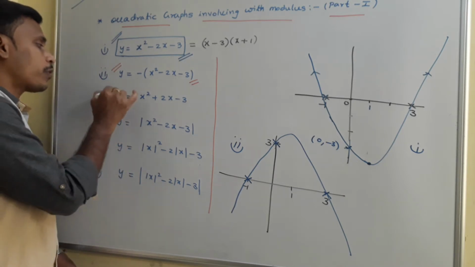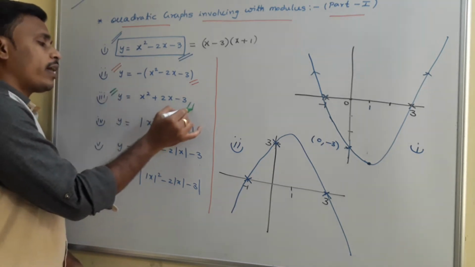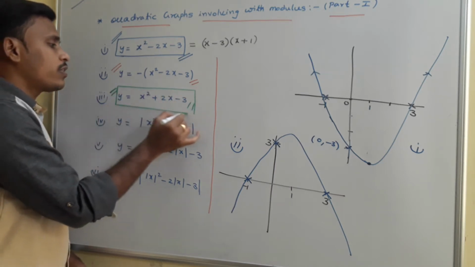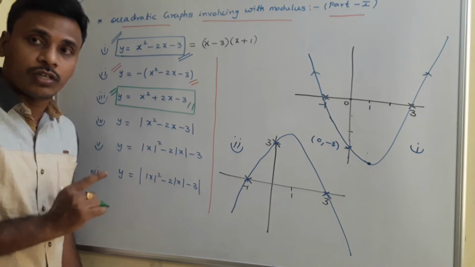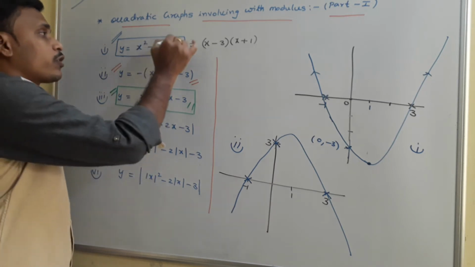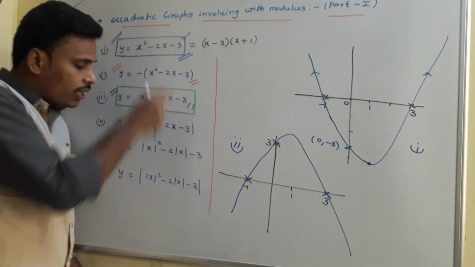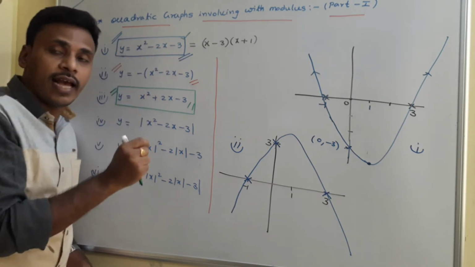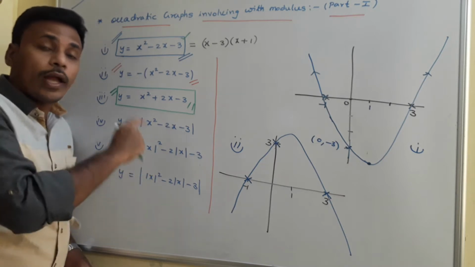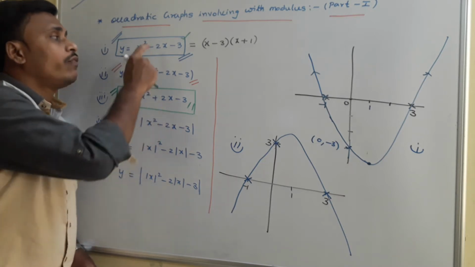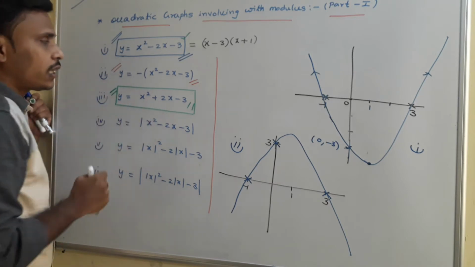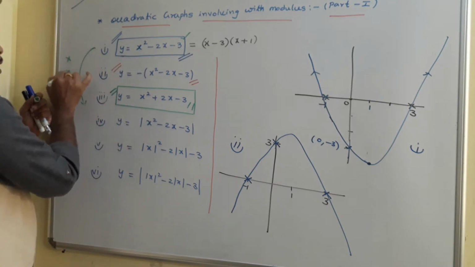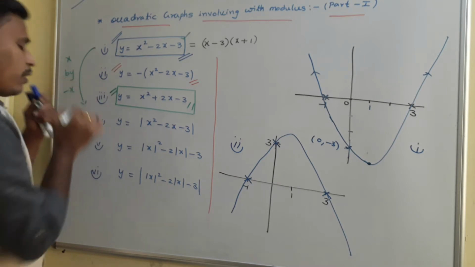Look at the third expression, which is y equals x square plus 2x minus 3. How can you get this when compared with the first one? Because always for these graphs you need to take y equals x square minus 2x minus 3 as a fundamental reference. When you compare the third expression with the first expression, you will get the third expression just by replacing x by minus x. Just think about it.